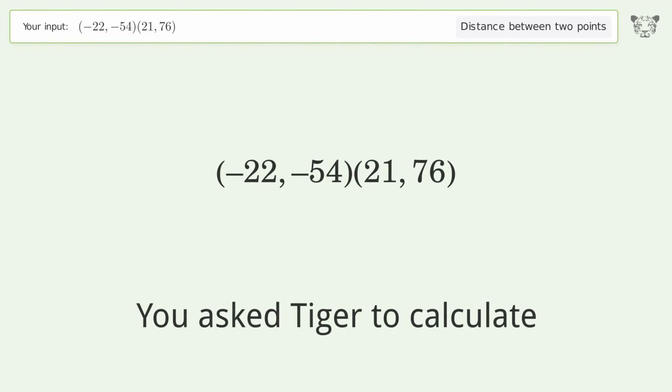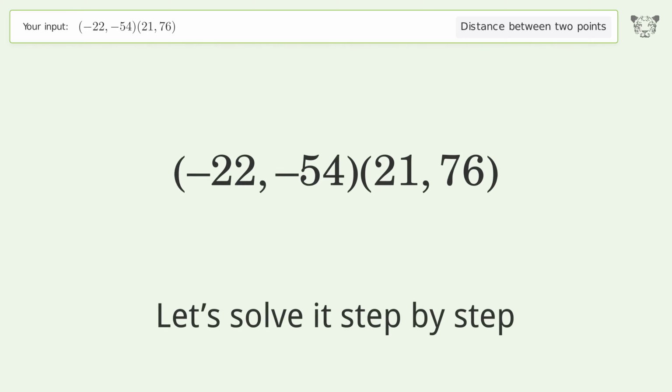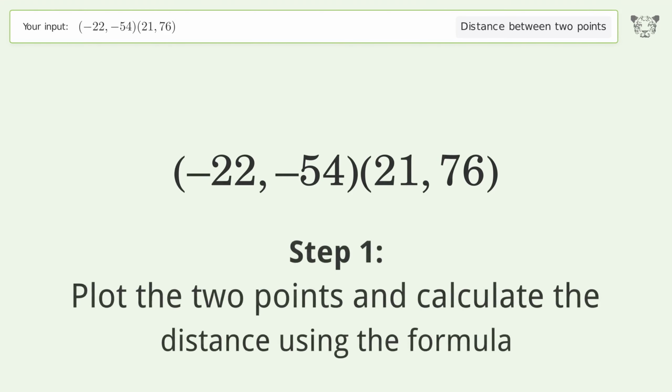You ask Tiger to calculate. This deals with the distance between 2 points. The distance between the 2 points is the square root of 18,749, or 136.927. Let's solve it step by step. Plot the 2 points and calculate the distance using the formula.